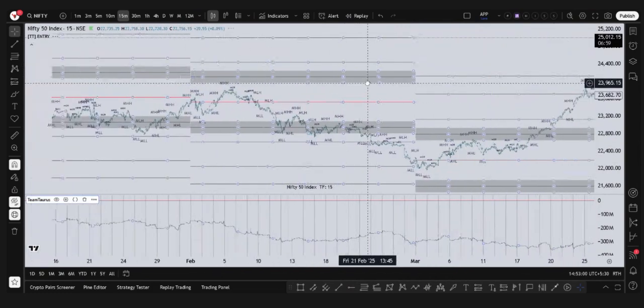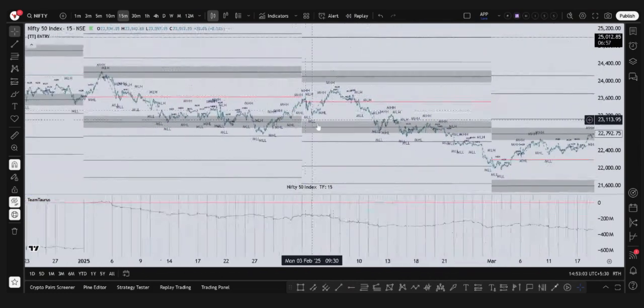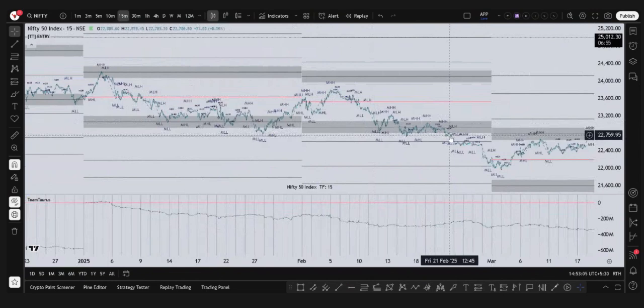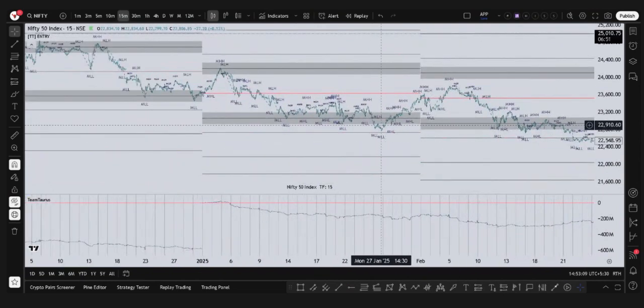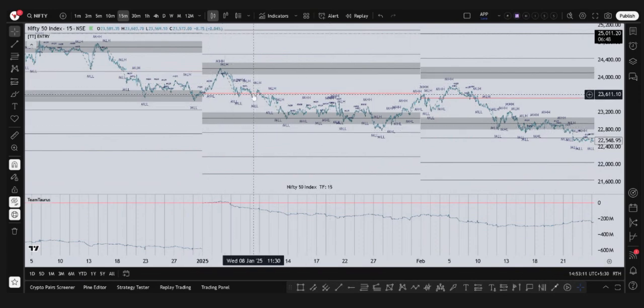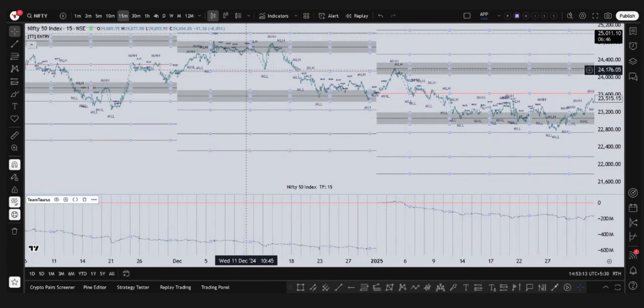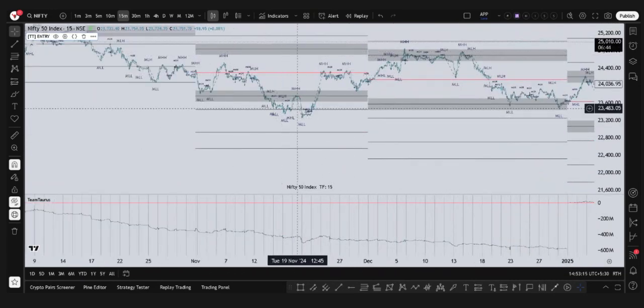Every month, look at this. Every month, within the range, the target broken, sustaining below, and all the way to the target. If it didn't, see, it will stay within this range. Within this range.